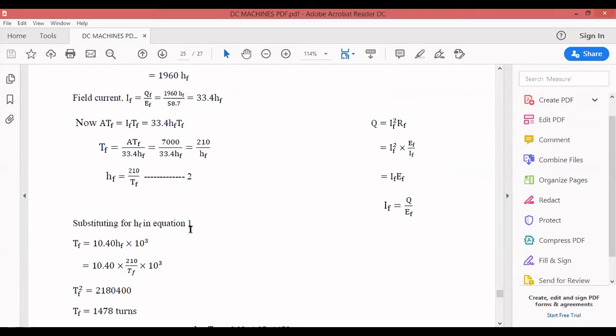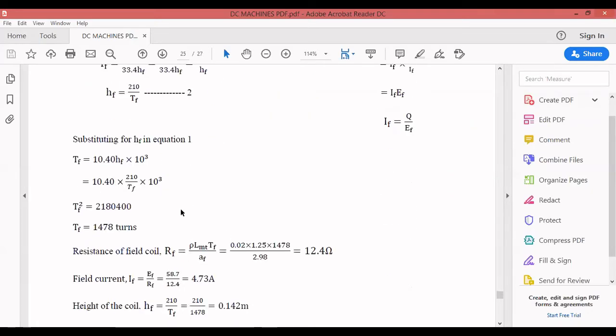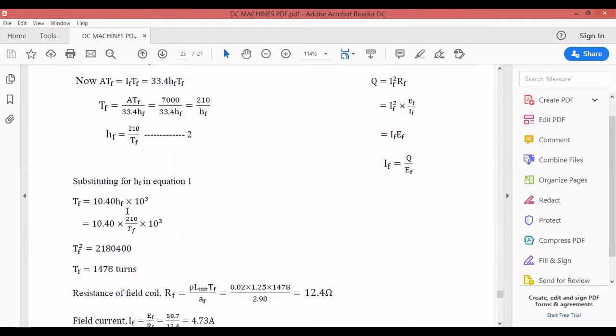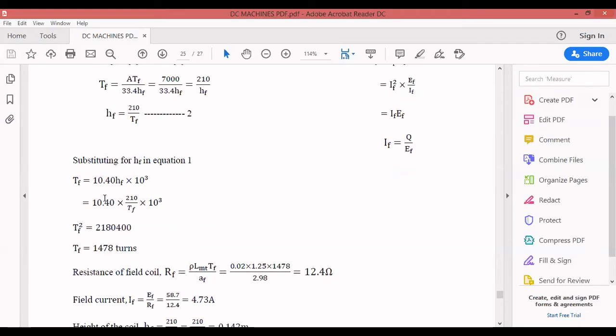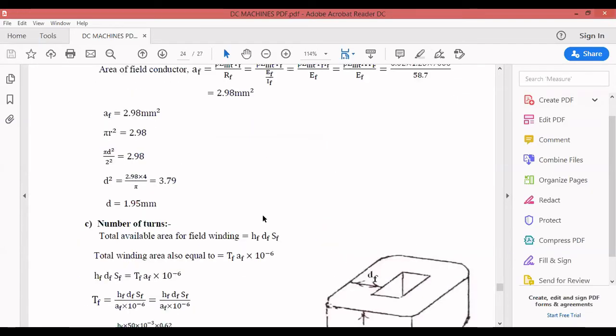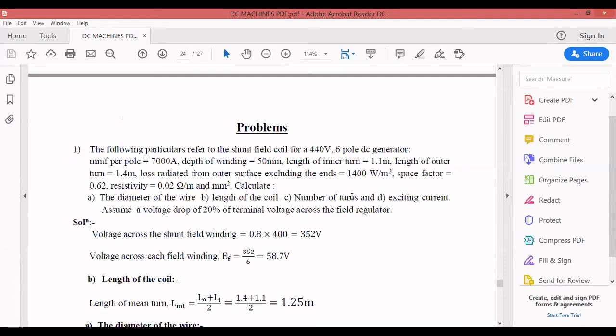Substituting for HF in equation 1. So take equation 1, which is given as 10.40 HF into 10 power 3. Substitute for HF here, 210 by TF. If you solve this equation, you get TF square. Multiply all those things and you'll get this number. And TF is equal to 1478 turns. This is to calculate the number of turns. TF is equal to 1478 turns. This is the third part of your problem, the number of turns.